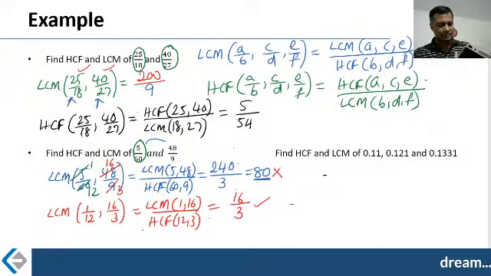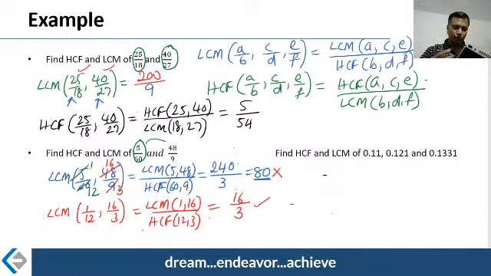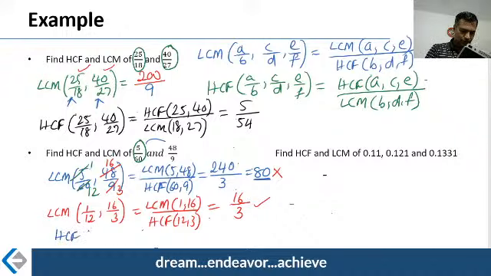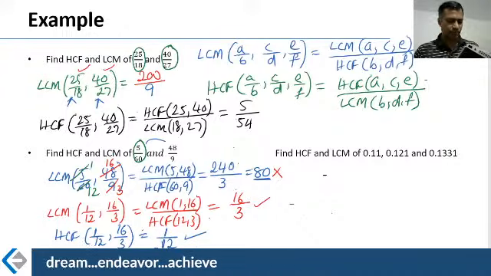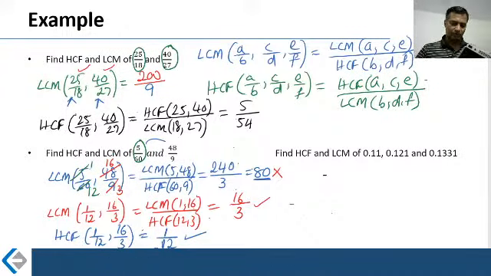Similarly, while finding the HCF as well, by now you would have got the hang of this. You can find the HCF of the same two fractions, HCF of 1 by 12 and 16 by 3. What is it? HCF of the numerators, which is 1, over LCM of the denominators, which is 12. Your result will become 1 by 12. That becomes the HCF of the given fractions.